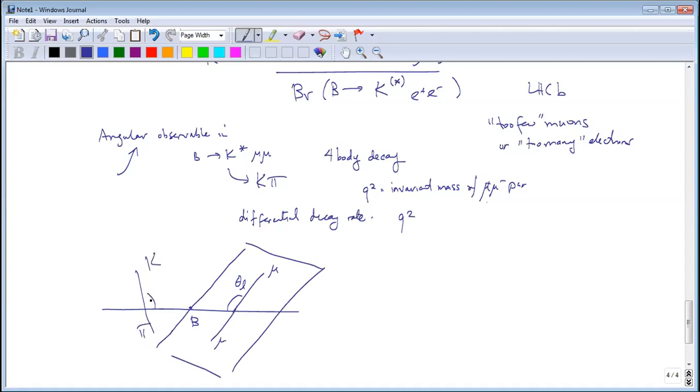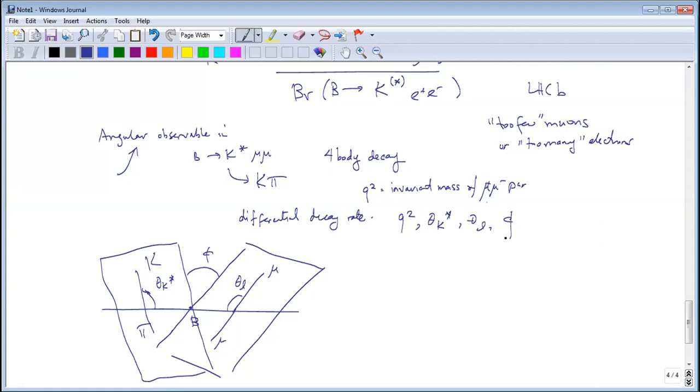And then there's an angle that's traditionally called theta K star. That's basically sitting on the K star, and then it decays to the K and the pi, so it's in that sort of frame. And I draw the picture again, signifying that that angle is measured in that frame. And then there's going to be an angle phi that's relating the frames. So we have q squared, theta K star, theta L, and phi.